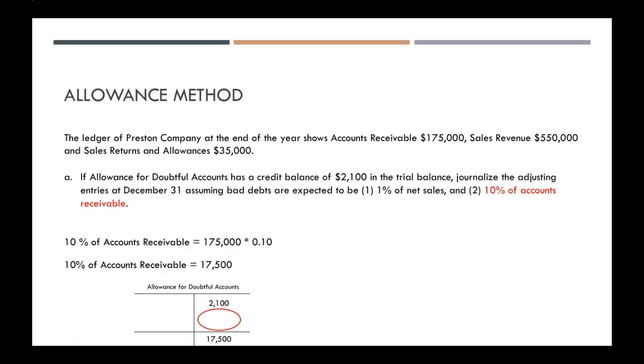So the way that we find that number is we subtract 17,500 minus 2,100, and we see that that's 15,400. Now we can talk about the journal entry. It's the same framework. Bad debt expense is debited, allowance for doubtful accounts is credited for the 15,400 that we just solved for.